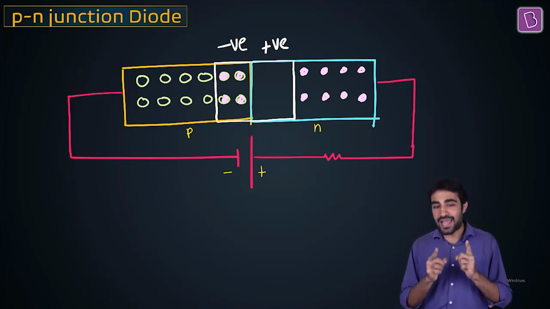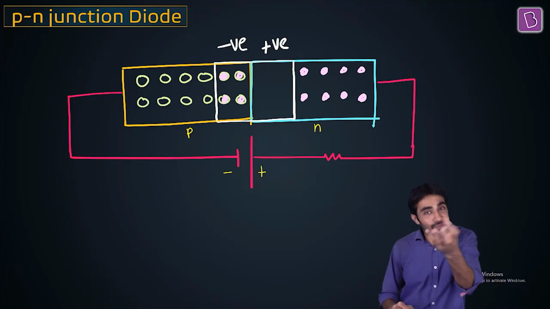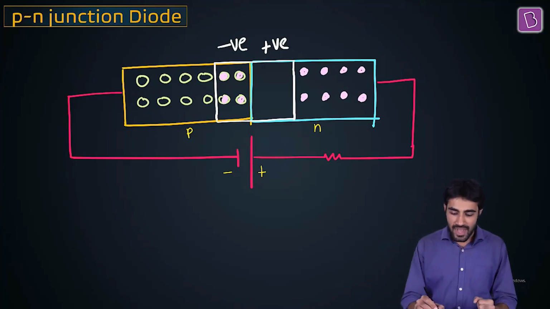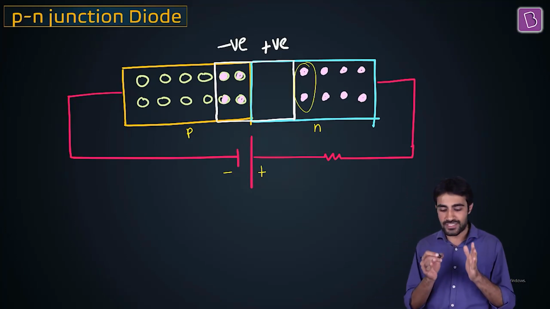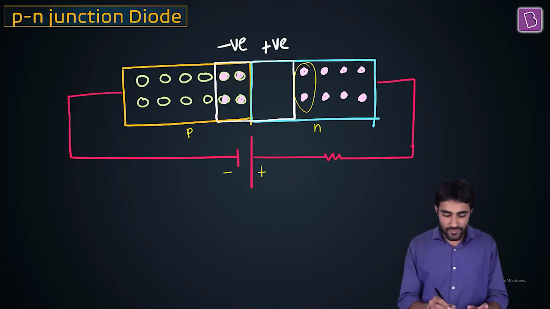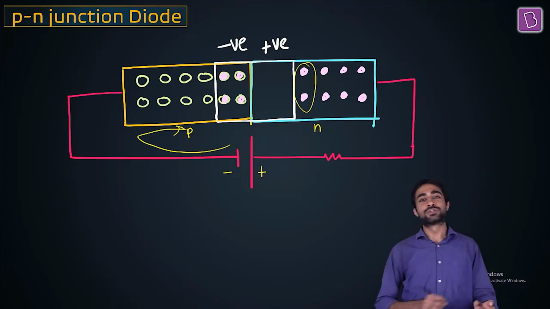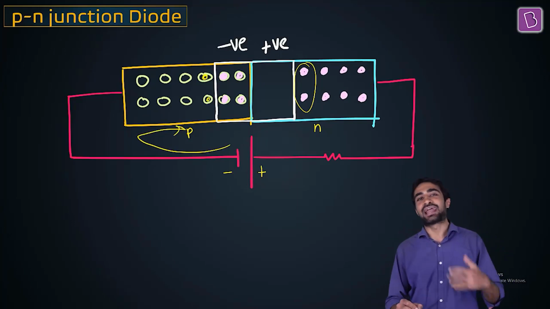See, what can the positive terminal do? The positive terminal of the battery can attract electrons. So, if we remove these electrons, we have the possibility of this depletion region increasing. And what can the negative terminal do? The negative terminal can provide electrons. So if some electrons are filled over here, we can see the depletion region can increase.